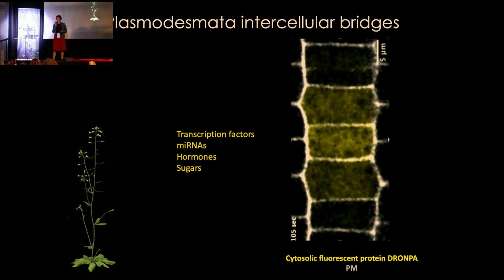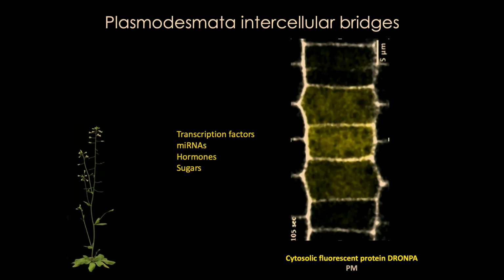Now we're very, very far from having a complete picture of all the molecules that move through plasmodesmata. We know there are transcription factors and microRNA for positional information to set up gradients. We also know that we have hormones, and sugar from photosynthesis, for the organs to grow.